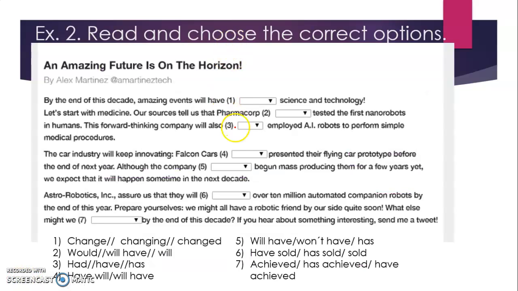Okay, so here you're going to edit. You can copy in your notebook. So let's read the text. It says, "An amazing future is on the horizon" by Alex Martinez. By the end of this decade, amazing events will have. Okay, you need to choose one of these options. Will have, you need a verb in the past participle. So the correct option is change.